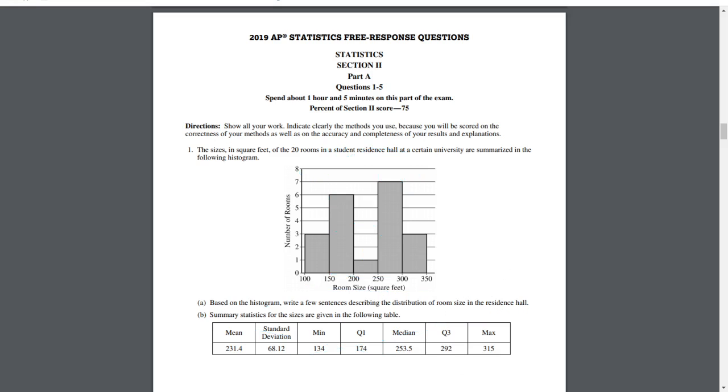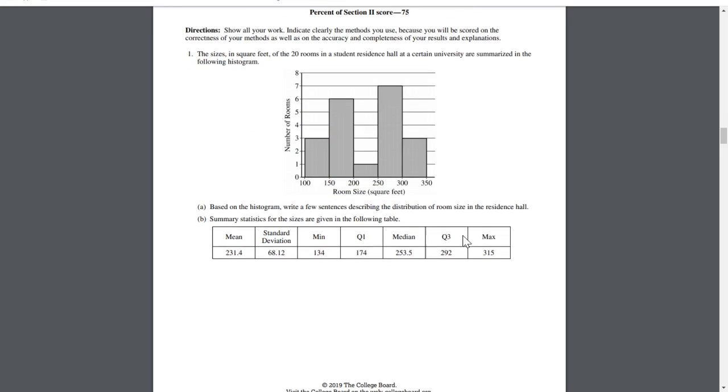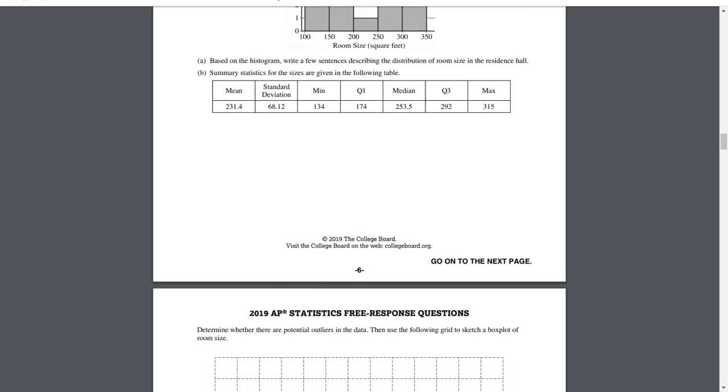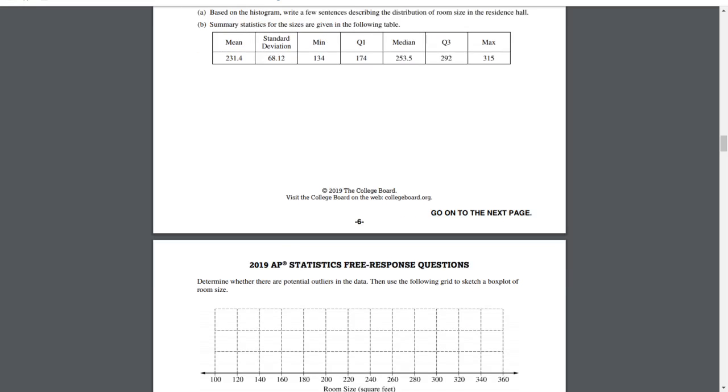All right. Part B. Summary statistics for these sizes are given in the following table. Determine whether there are potential outliers in the data, then use the following grid to sketch a box plot of room size. Alright, so outliers. We're going to use Q3 plus 1.5 times the IQR and Q1 minus 1.5 times the IQR. Alright, IQR in this case is 292 minus 174. What is that? 118.